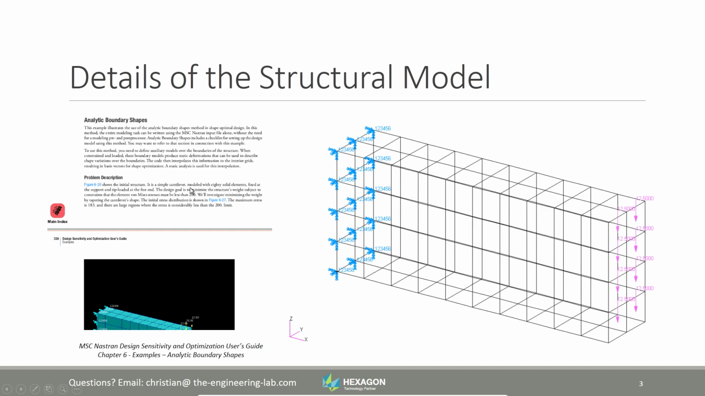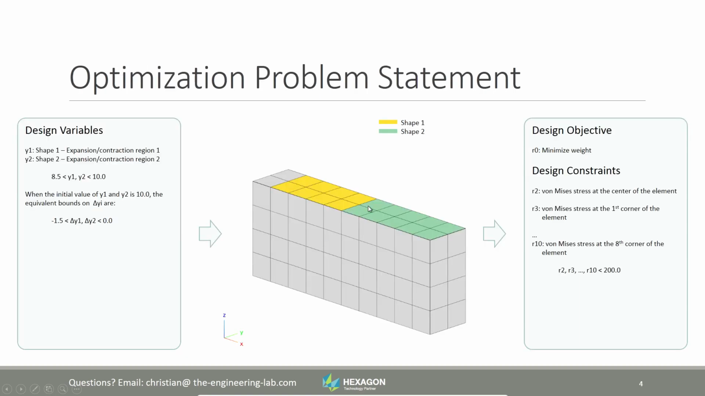As for how this cantilever beam is loaded, we're going to fix one end of this beam and we're going to load the free end of the beam. And this is our optimization problem statement. We want to minimize the mass while constraining the von Mises stress to be less than an upper bound of 200.